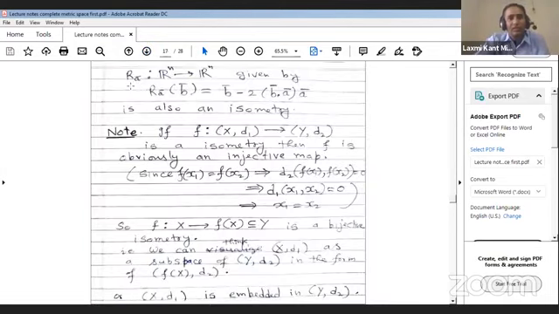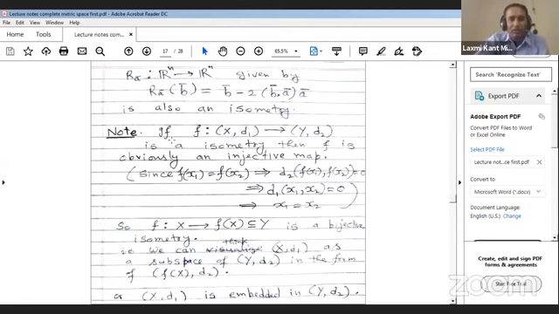This map R a bar, which is given from Rn to Rn, is given by R a bar of b bar equals b bar minus 2 (b bar dot a bar) times a bar. That means this is a reflection. So this is also an isometry. One can check it.